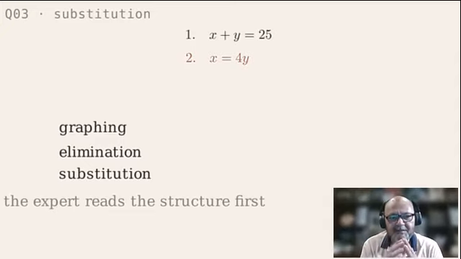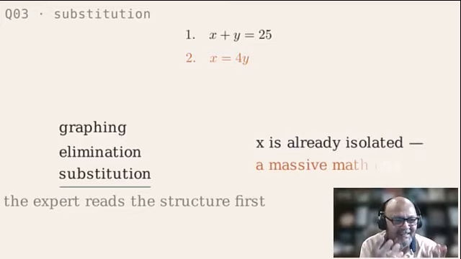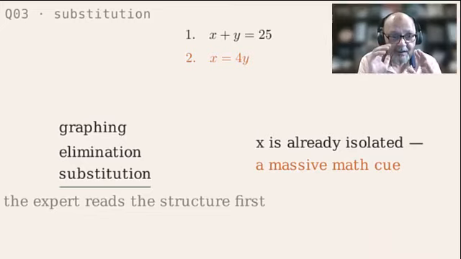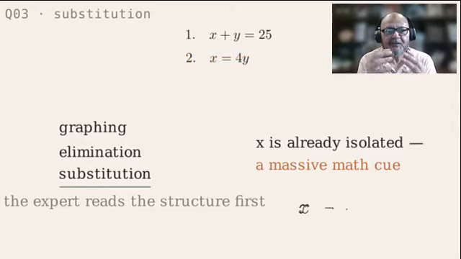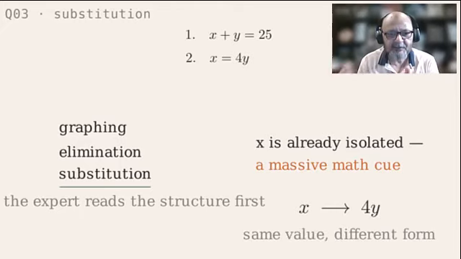So look closely at our second equation, x equals 4y. It already has x isolated on one side. This is a massive math cue that the substitution method is your most efficient path here. In algebra, substitution is like using a disguise. Equation 2 tells us that whenever we see the symbol x, we can replace it with 4y because they are equivalent. They have the same value.